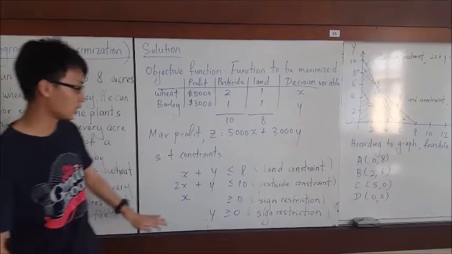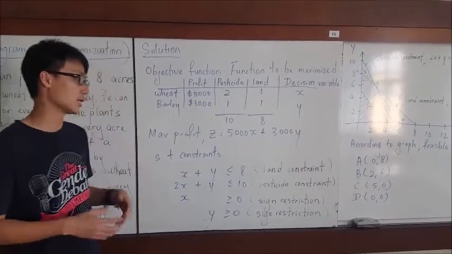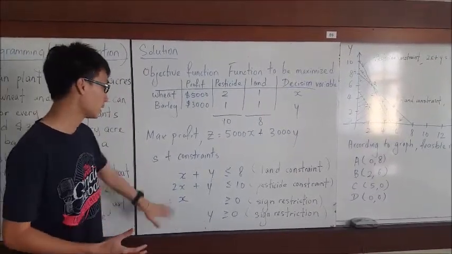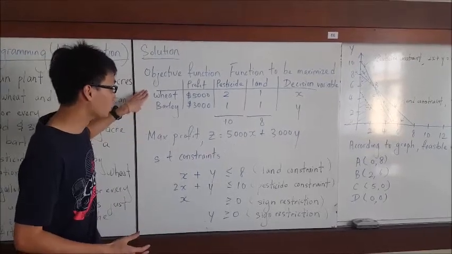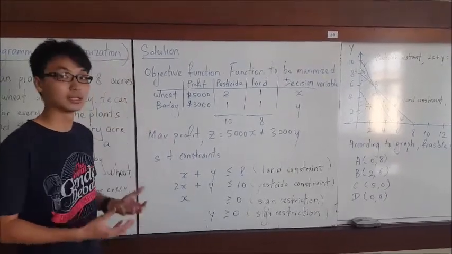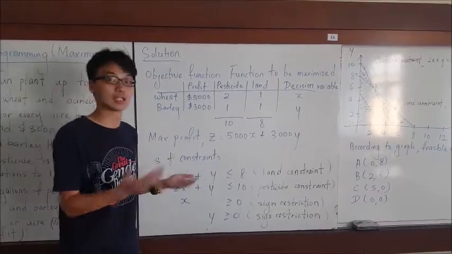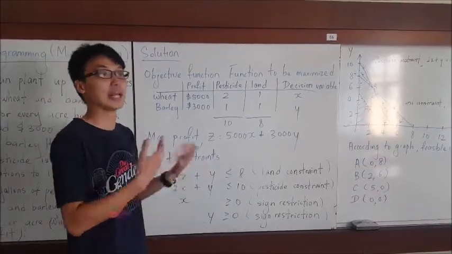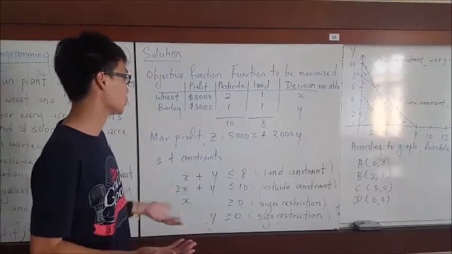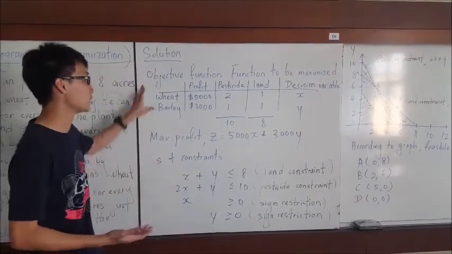So last thing, there are two extra constraints here which are considered sign constraints, meaning that the number of wheat and the number of barley you have to plant has to be at least 0 or more than 0, meaning that it can't be a negative value, because you can't plant a negative number of wheat or barley, which is why we have all the constraints set based on this summary.